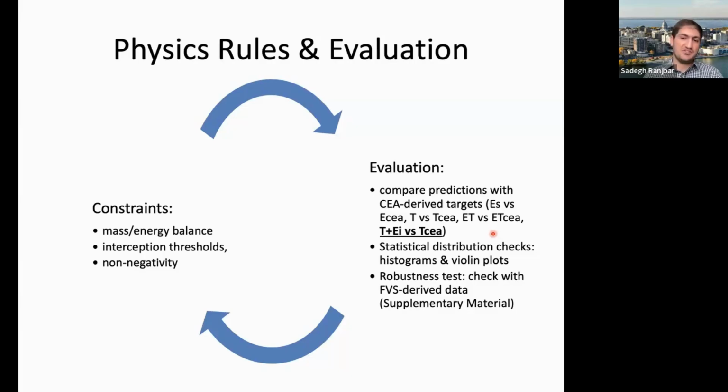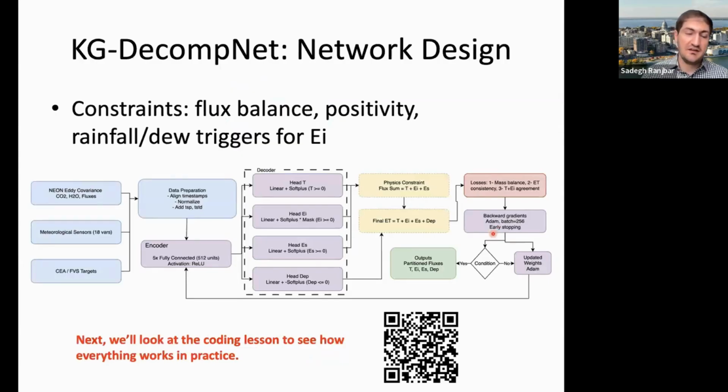And we also check statistical distribution, histograms, and violin plots. And we also check the robustness based on the FVS derived data. Here you can see the high view of the flowchart that we use to design our model. You can scan this QR code and go to the data and also the code.